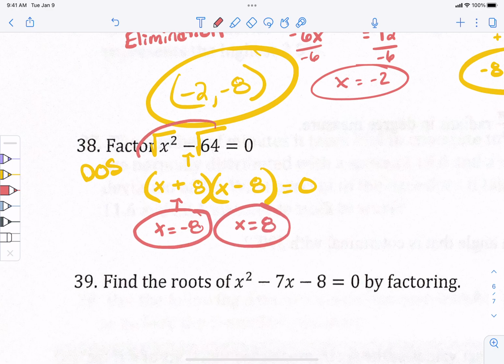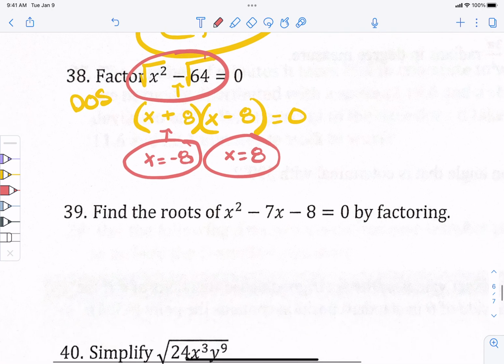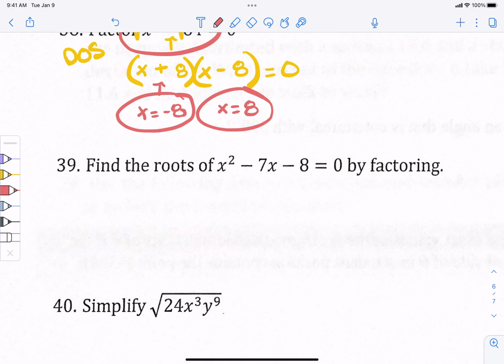Okay? So this right here, if we graph it, it's a parabola. And that just means it's crossing at -8 and +8. Those are my x-intercepts. Okay, 39, this is another factoring one where we're doing a simple trinomial.